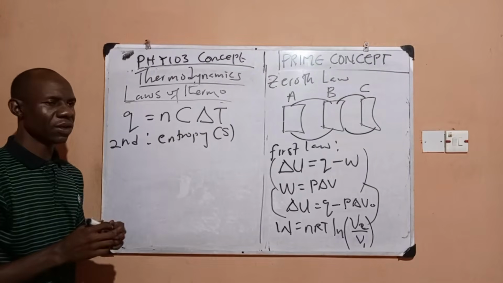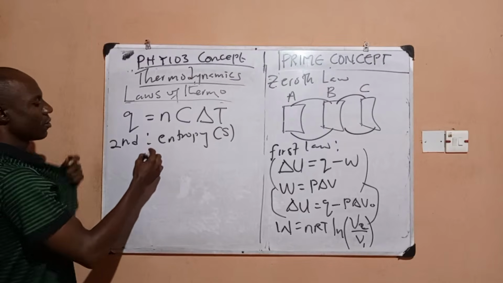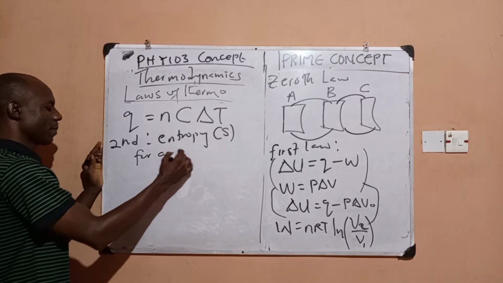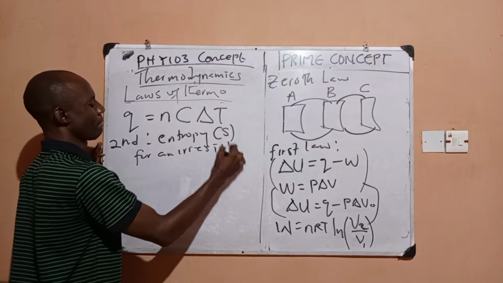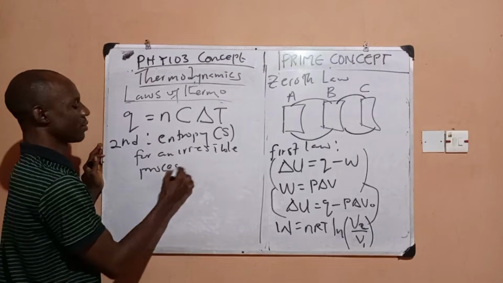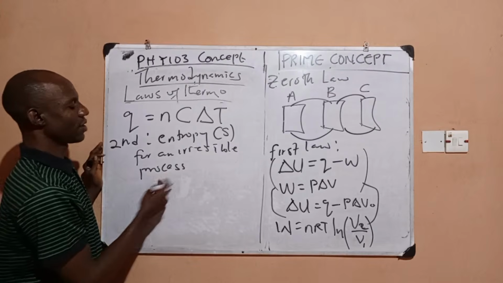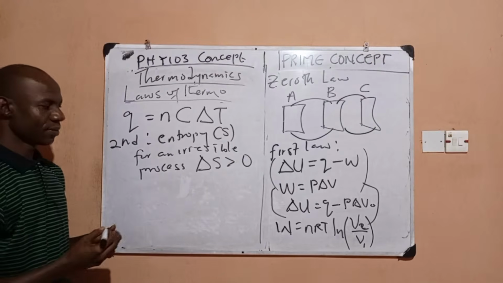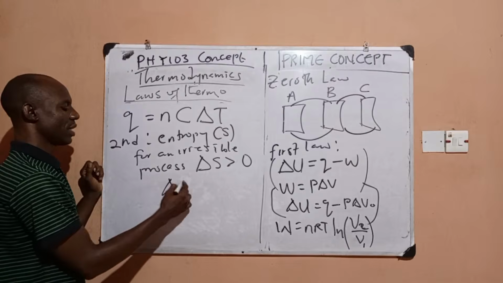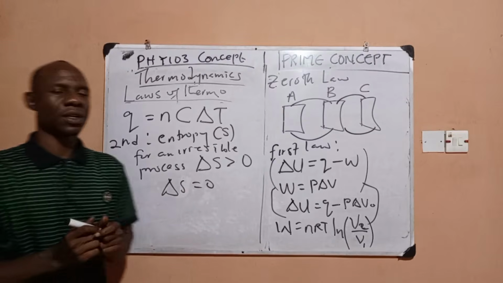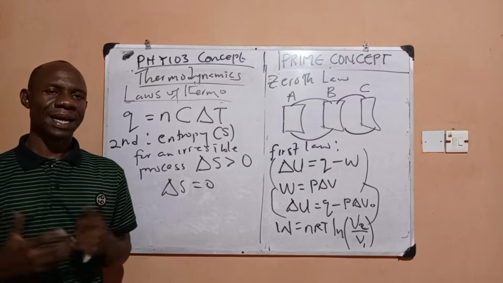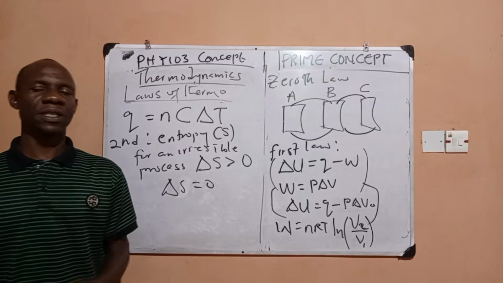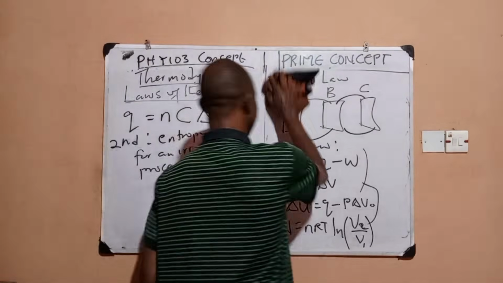So the second law just says, stating it in a casual way, that for an irreversible process, the change in entropy will always be greater than 0, while for a reversible process, the change in entropy will always be equal to 0. So the second law is talking about entropy. Remember, entropy is the degree of disorderliness of a system.